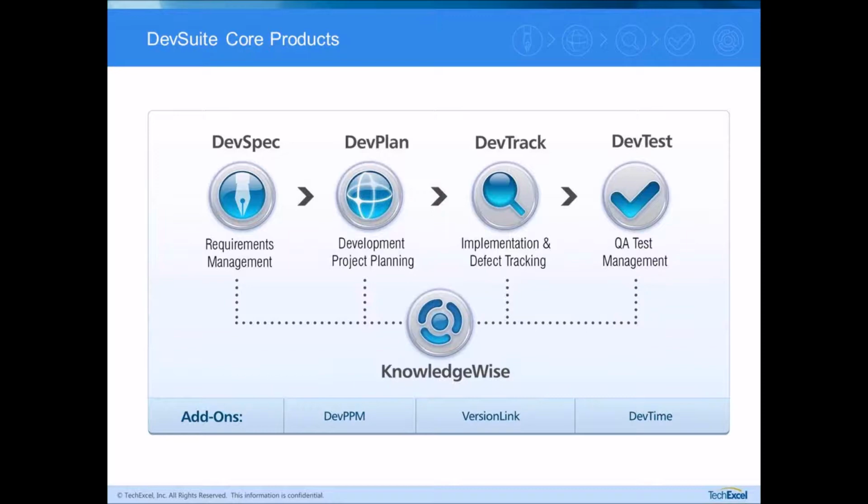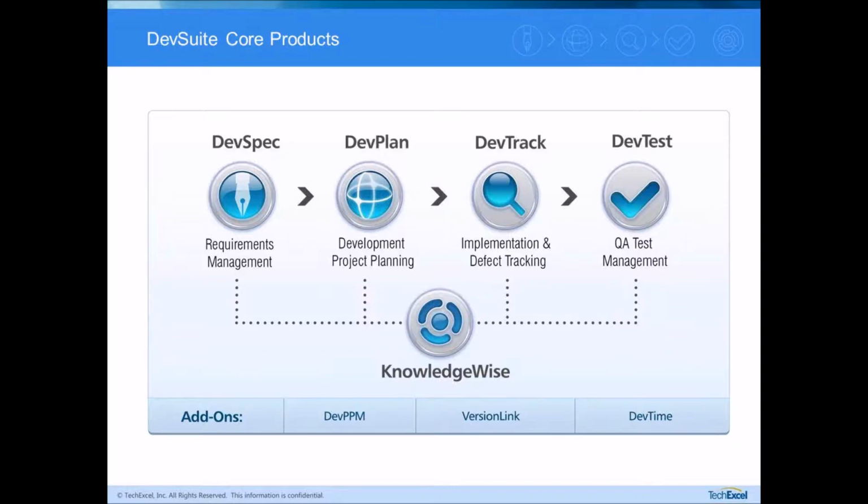Once we have defined the development project structure, the next step is to start managing the development tasks and get into the details of the tasks. So that's where our DevTrack module comes in, and using that you can manage both the development tasks and defects at the same time.